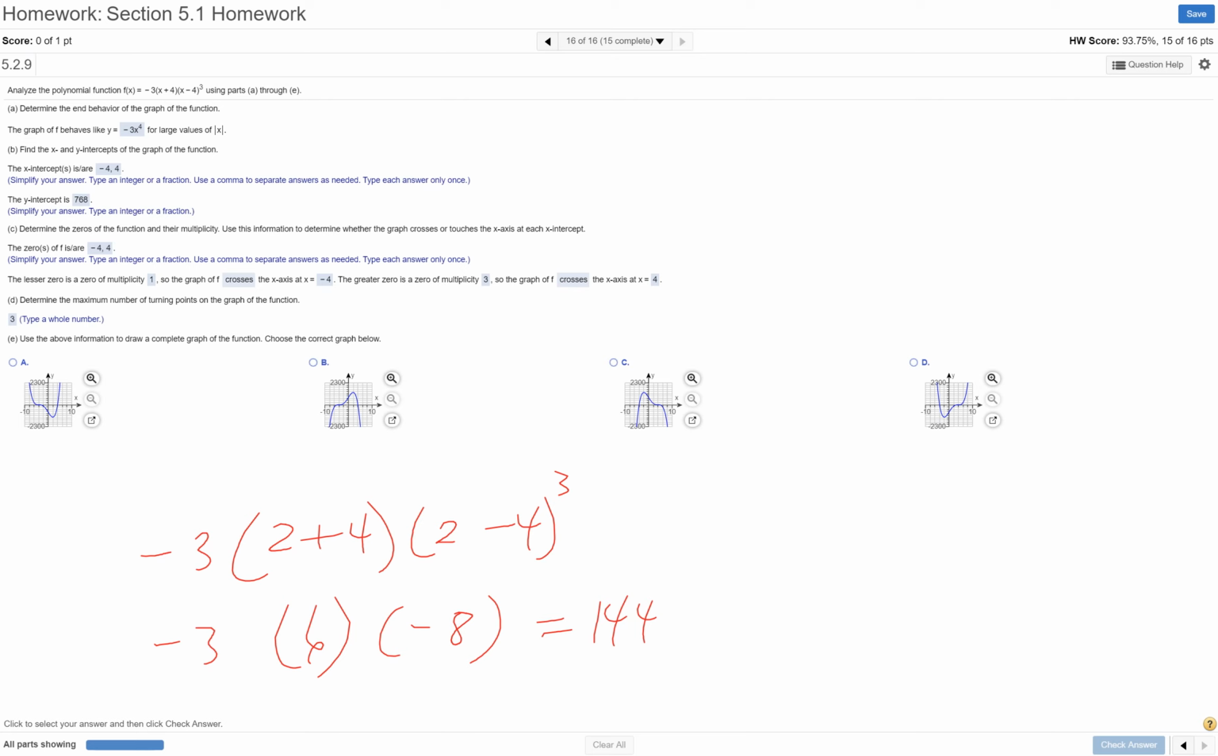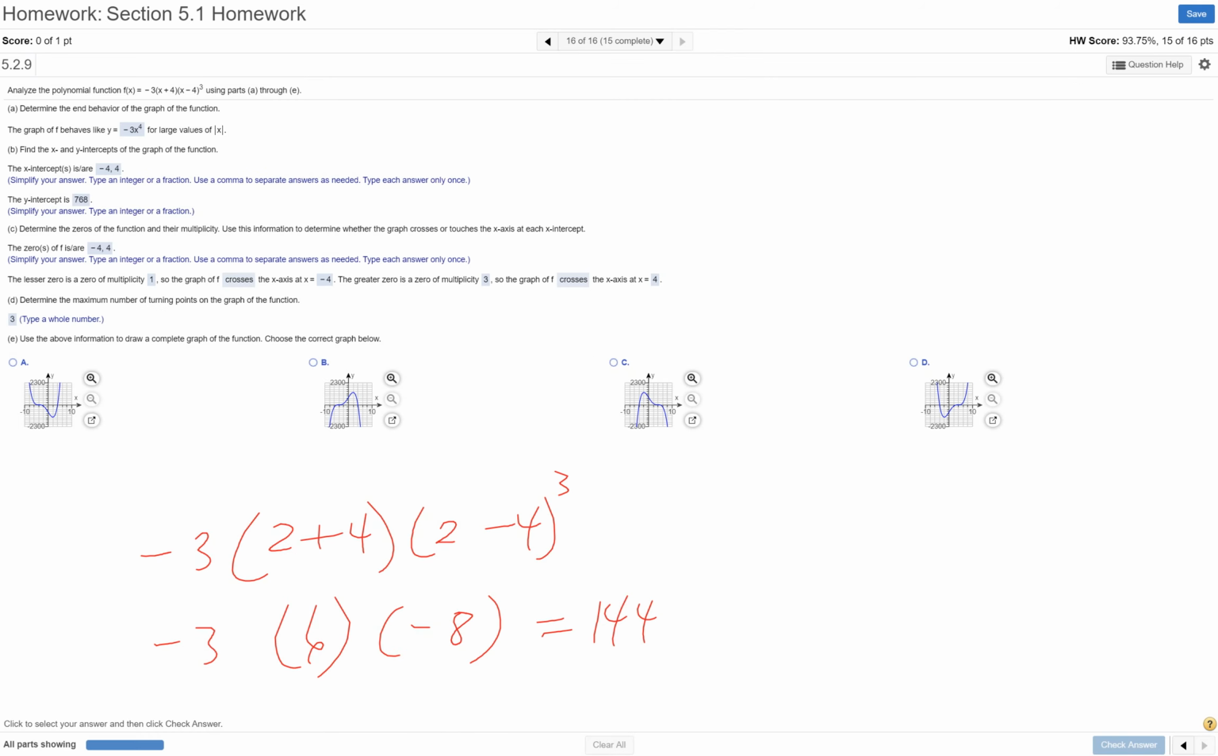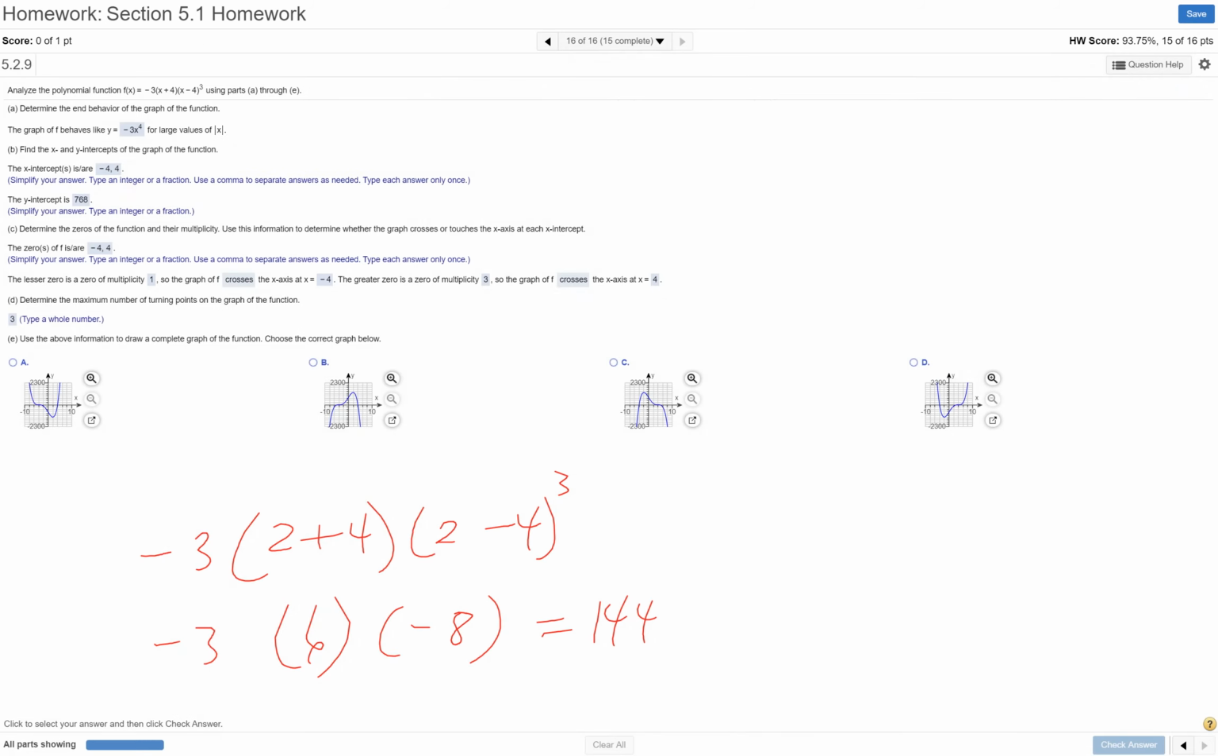If I look at choice B, when I plug in 2, it gives me way more than 144. It looks like 1,000 or something, right? That's too big. For C, when I plugged in 2, it looks correct, right? It gives me 144. So that looks correct to me. I'm going to say the answer is C. Oh, C. Let's see if it's correct.